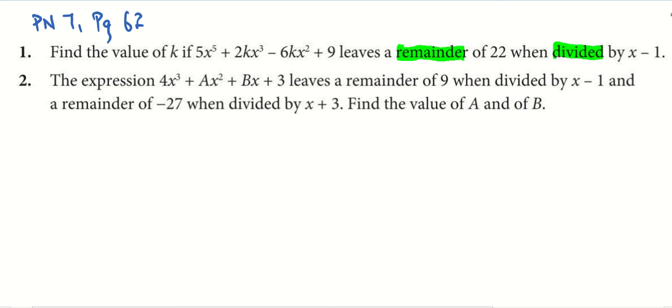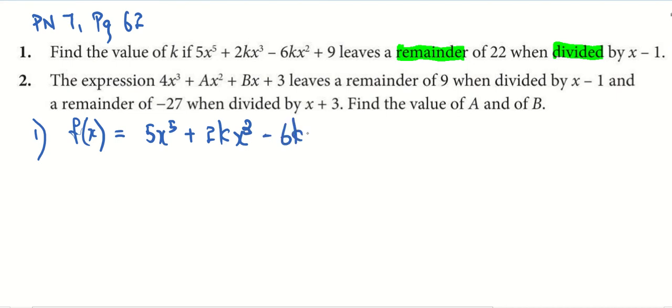But always take note, if you want to make use of the remainder theorem, you must know what is the polynomial. Am I right? Is the polynomial given? Yes, but you must define the polynomial. I know most of you like f(x), so I'll define my polynomial first. If the remainder is equal to 22, means they gave you already. Am I right? So let me write down.